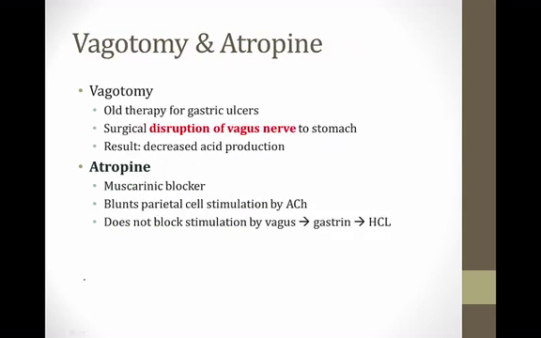So decades ago, before we had medicines to suppress acid production in the stomach, patients could suffer from severe and potentially fatal peptic ulcer disease, and sometimes those patients would undergo a vagotomy, where the vagus nerve supply to the stomach would be surgically disrupted, and the result would be decreased acid production. And you should understand this based on what we just discussed on the last slide.